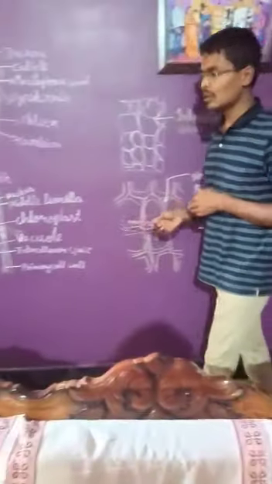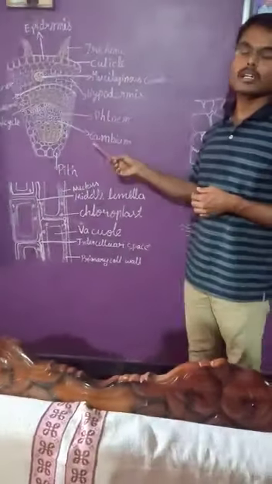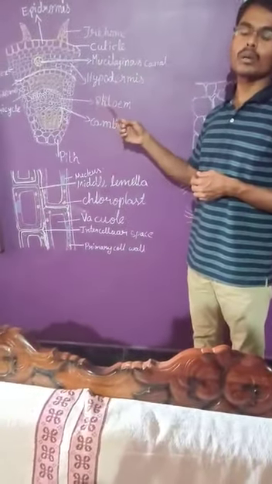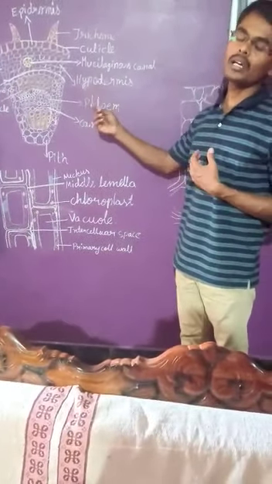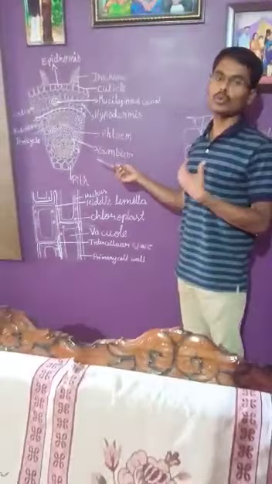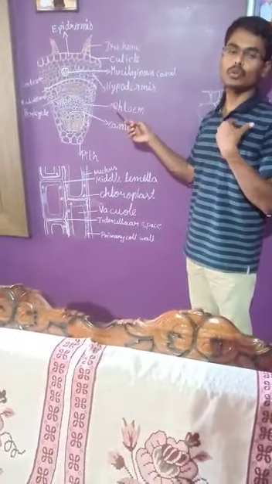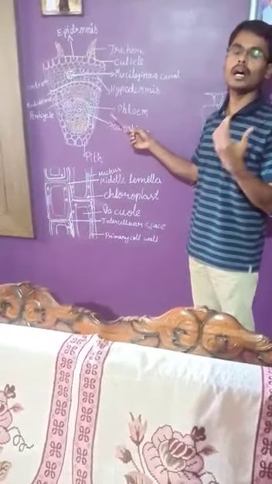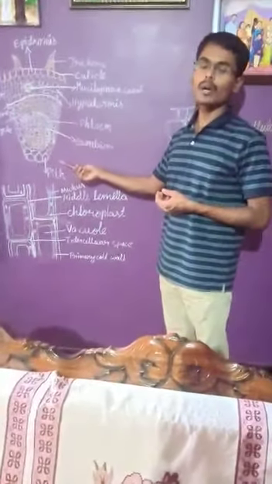And once again I am going to repeat that parenchyma is nothing but cells that are loosely arranged. We can see a large number of intercellular spaces, and the function of the parenchyma is to store food in that particular plant cell, and it is going to store nutrients, and it is going to store water. This is the function of the parenchyma.